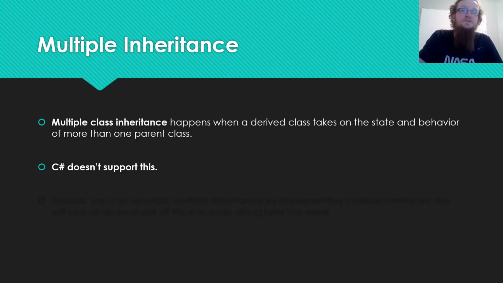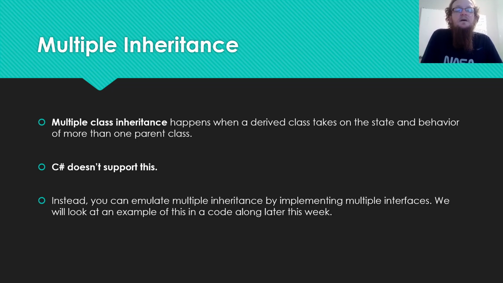What you can do is implement multiple interfaces, and you can inherit one class at the same time. So one of the most popular ways to work around this is to emulate multiple inheritance by implementing more than one interface at the same time. And we will look specifically at this workaround in the first code-along in this week's module.